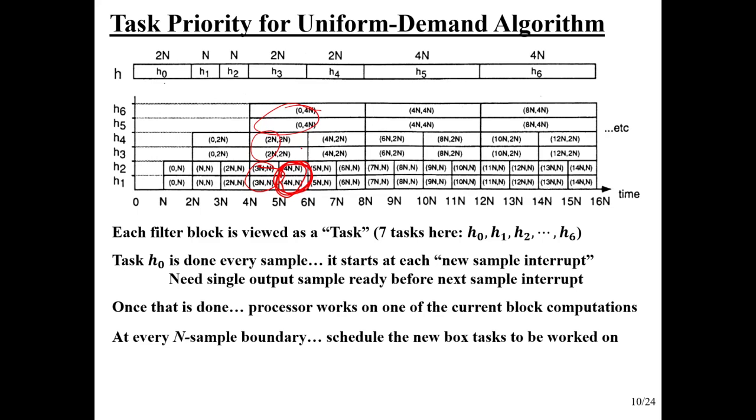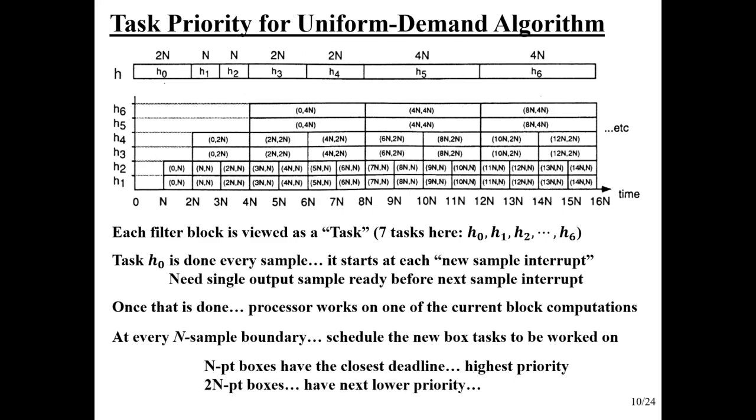Then I finish those, I go back, I better start working on these to get those done by 6n, and so on, and so on, and so on. So I have to give the highest priority to the box with the closest deadline. Remember, though, that this box and this box don't really have the same deadline, okay? But we're asking it to have that just to make things a little bit easier. So you could actually relax a little bit, but it makes the programming a little more challenging.